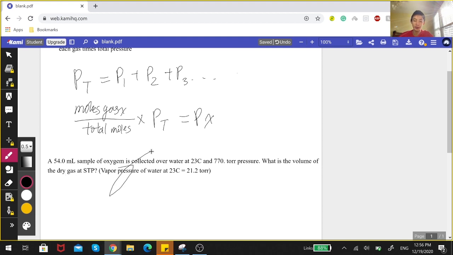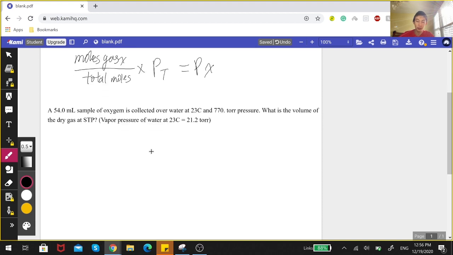So first we need to find the partial pressure of oxygen. We have a total pressure of 770, minus the water pressure, which is 21.1 torr. And now that should give us 748.9 torr. This is the partial pressure of oxygen. Now let's create a PVTN chart.